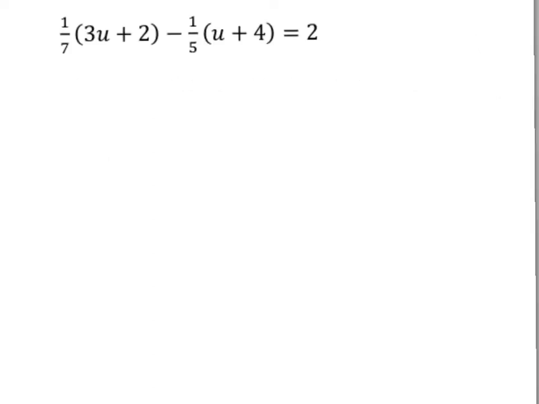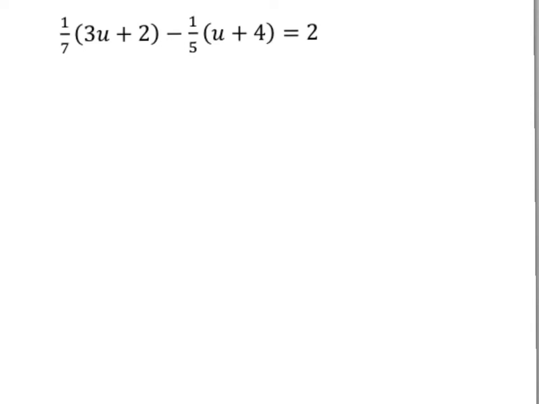I'm going to work this problem and then you work the next one. Okay, in this case we have a denominator of 7 and a denominator of 5. They're both prime numbers, so the least common denominator is going to be 7 times 5, or 35. So we multiply everything by 35. Now when I say everything, that means every term.